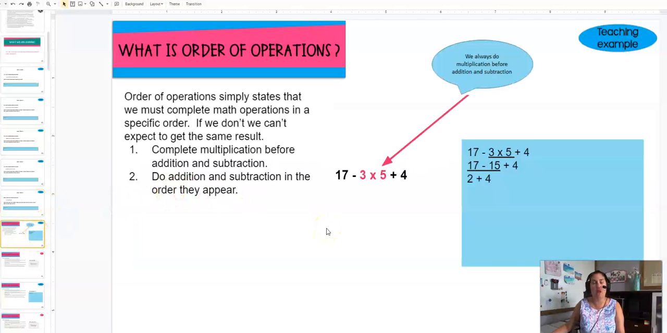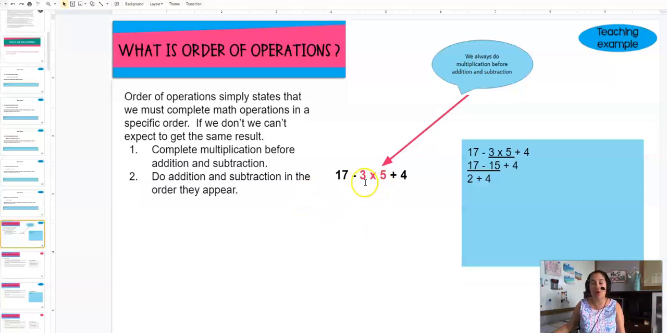So, if you were like me, you may have done them in a specific order. And we're moving into what's called order of operations. Order of operations really just says that you have to complete math operations in a specific order in order to get the exact same answer every time. We always complete multiplication before addition and subtraction, and we always do addition and subtraction in the order they appear.